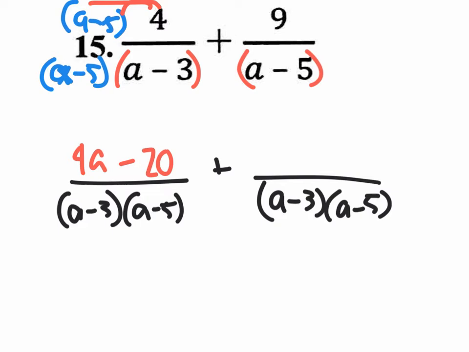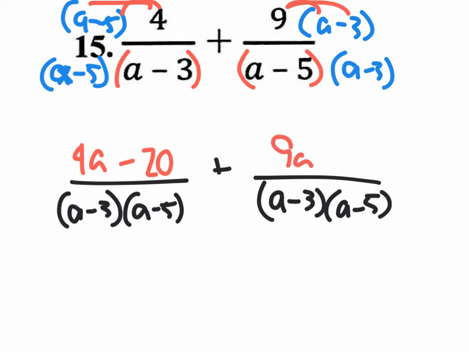Okay, now let's do the same to the other one. What do I do to the a minus 5 to get a minus 5 times a minus 3? We're going to have to multiply it by a minus 3. And what you do to the bottom, you do to the top, so you multiply the top by a minus 3. And you take that 9 and you distribute it. 9 times a, 9a. 9 times negative 3, that's negative 27.